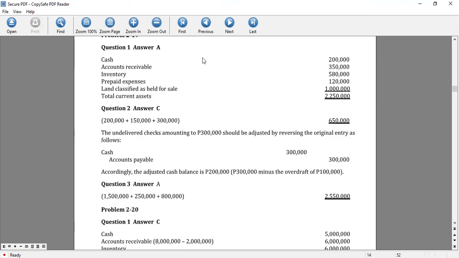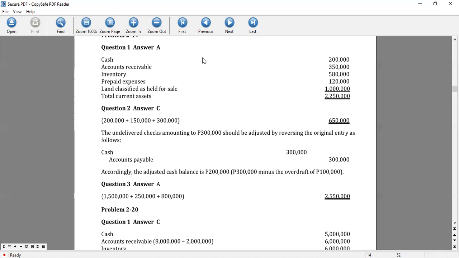Now we go to problem 2-19. Gold Company provided the following trial balance on June 30, 2020. So we have a cash overdraft. Normally, a cash overdraft is a credit in the cash in bank account. So in lieu of being a debit, it's a credit. So the balance is abnormal, no? Kaya nga credit siya when normally it's a debit.